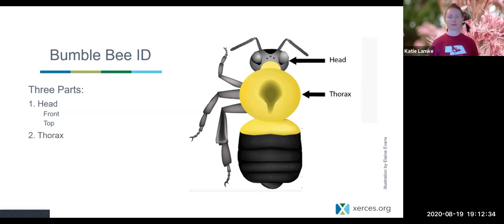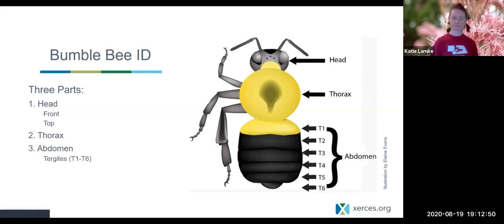And once you have that, you want to look at the thorax, which is the center part of the body, and notice if there's a pattern on there. So is there a circle in the center of the thorax? Is there a stripe between the wings? Is it half yellow, half black? Just look at the color of the hair pattern there.